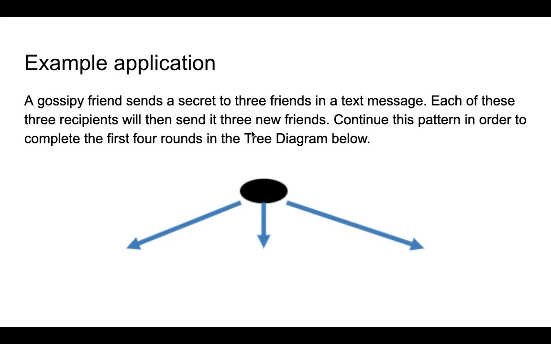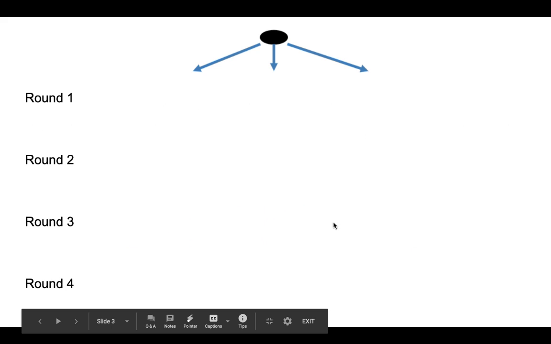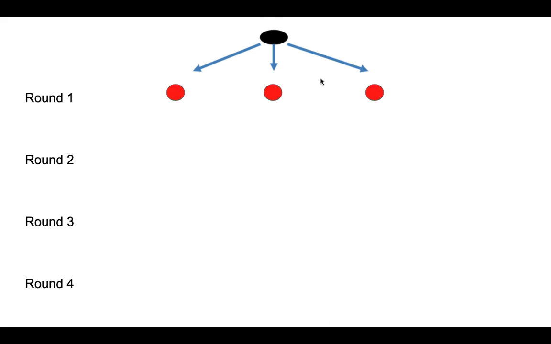This is what the tree diagram starts like. The original person is going to text three people, and we're going to set up four rounds. In the first round, three people now have that text message. This is the original person, and now three people have that message. Now each of these people is going to send it to three more people, so we're going to split them up.